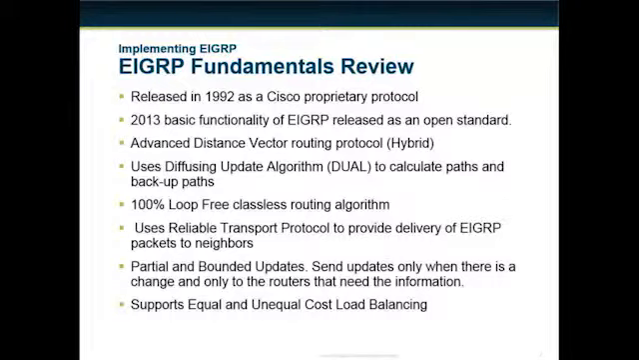EIGRP is defined as an advanced distance vector routing protocol. Now, traditionally, routing protocols were distance vector. RIP, being one of the very first routing protocols that was developed, was a distance vector protocol. And if you've ever studied routing protocols, you've probably heard that distance vector routing protocols aren't really that efficient. They're certainly not as efficient as, say, a link state routing protocol.